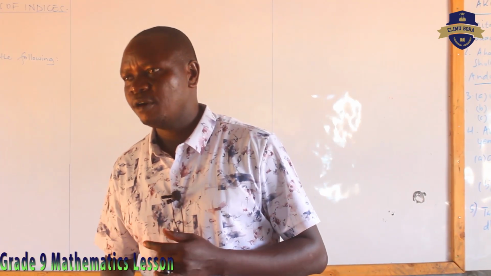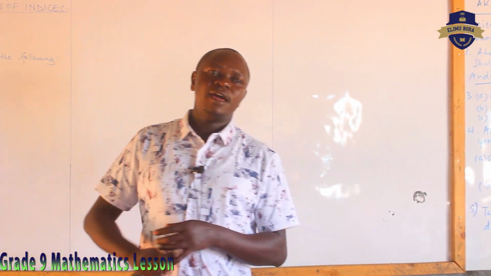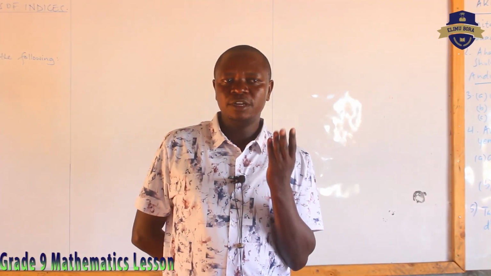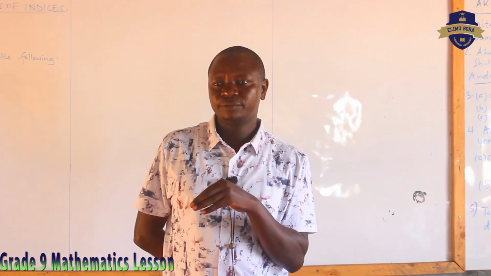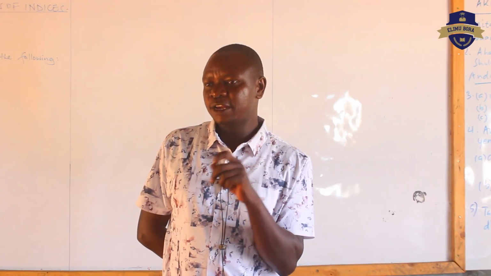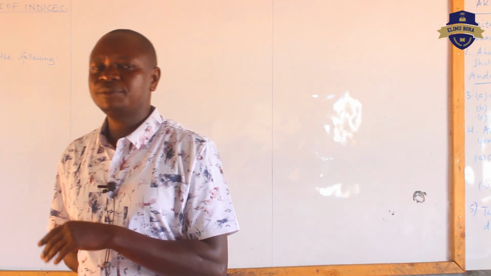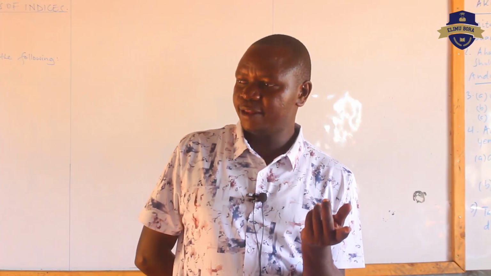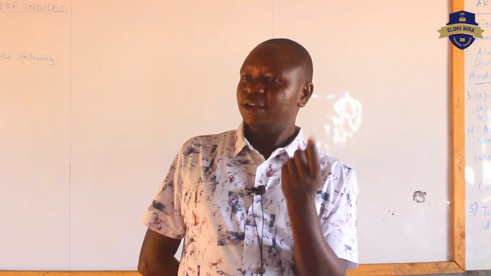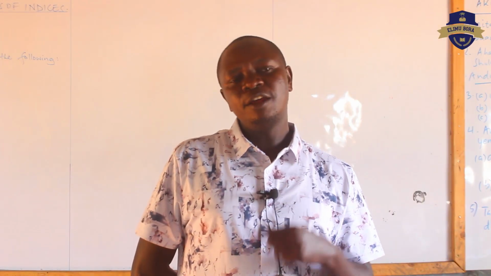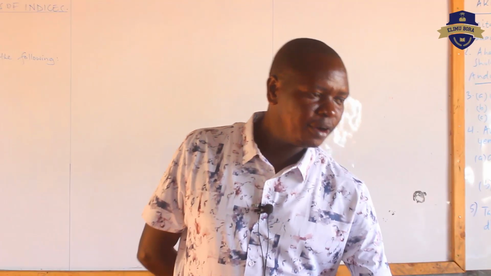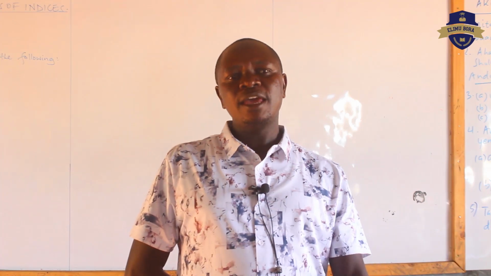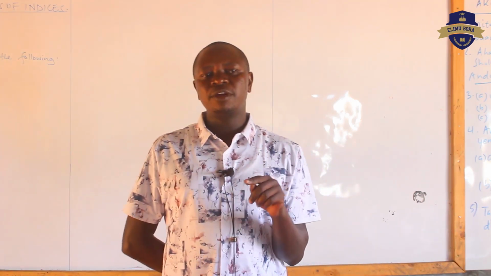The division law. When we divide, when the bases are the same, you subtract the powers, isn't it? Then the next law was what? The bracket law, whereby you multiply the powers. Then the fourth law was the zero index or indices, whereby any number raised to the power of 0 is equivalent to 1.